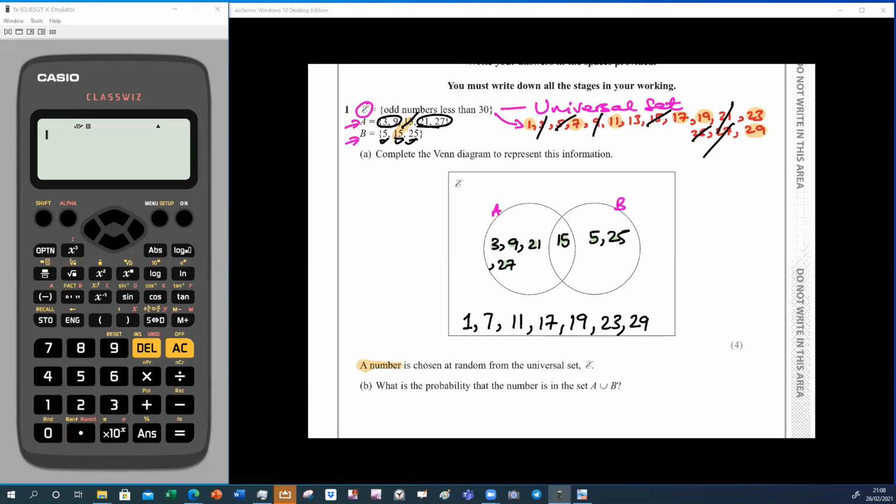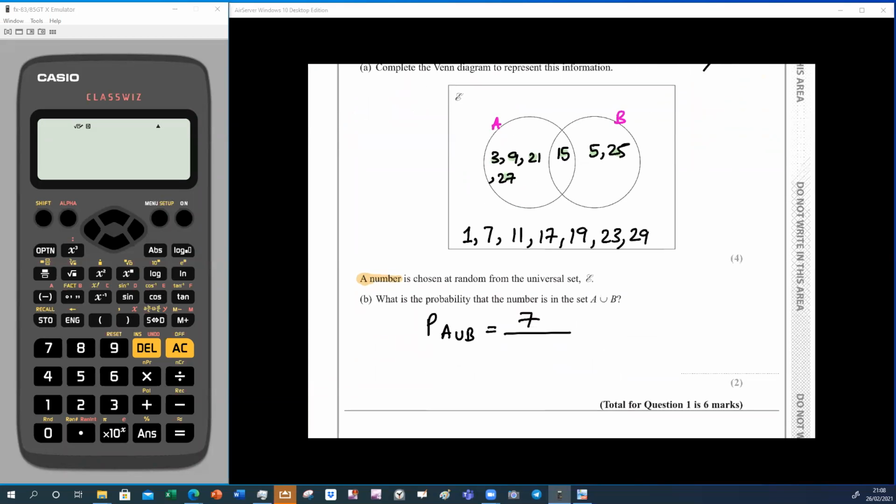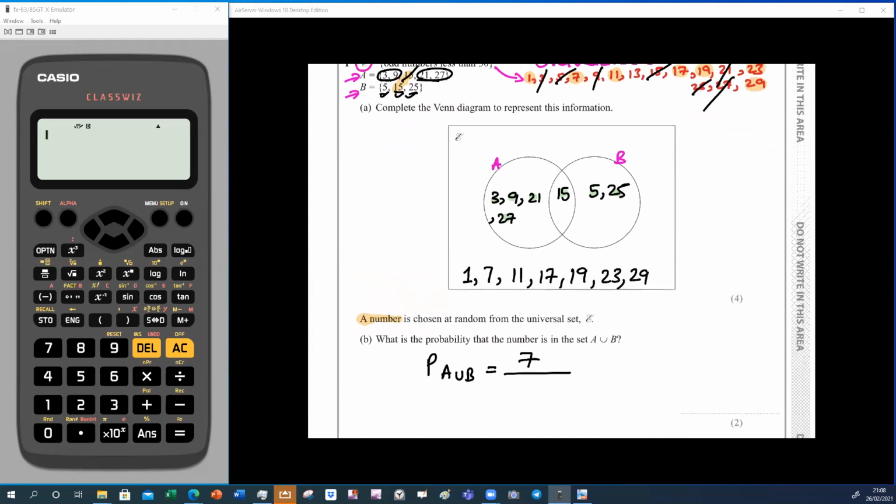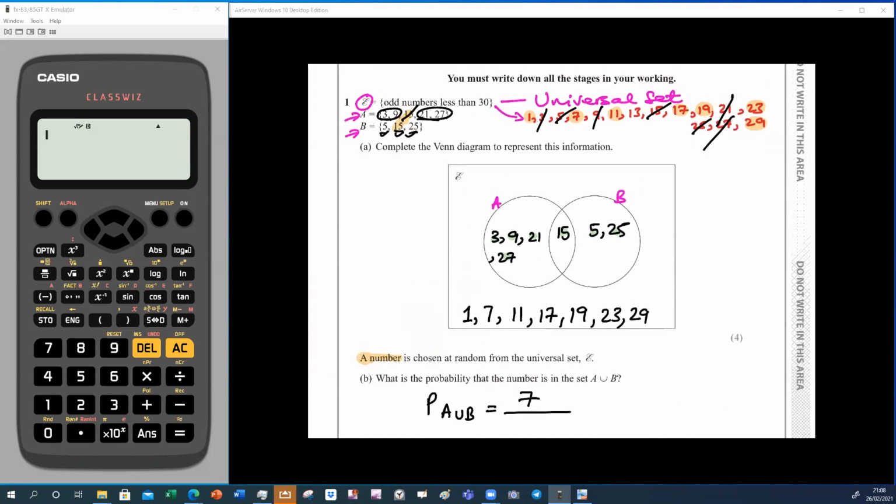Okay. So the probability of being in the set A union B: there's 7 members of that set. Obviously, they have to do it out of the universal set. So how many numbers were in the universal set altogether? You got 7 up there, 8, 9, 10, 11, 12, 13, 14. 14. Have you missed one out? Yes. 13 is also an odd number. You missed that one out as well. Thank you. We missed one out.